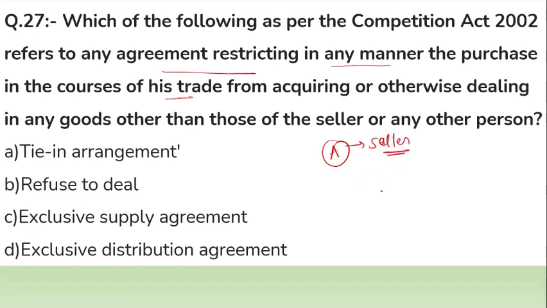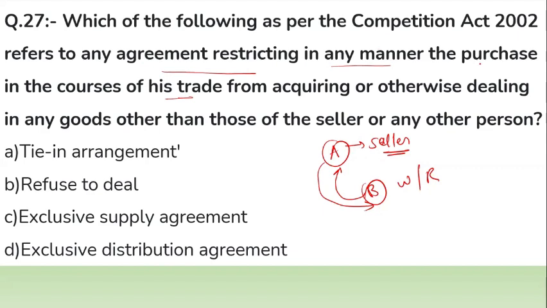And B is a person who is a wholesaler or a retailer. So B makes an agreement with A that A only and only supplies the goods to B only. Now, you again read the question, reference to the Competition Act, reference to any agreement restricted in any manner. Either it is restricted to supply, or restricted to any kind of things.